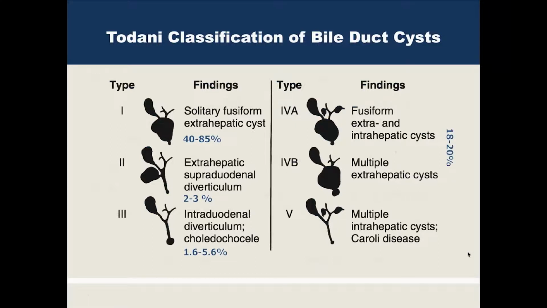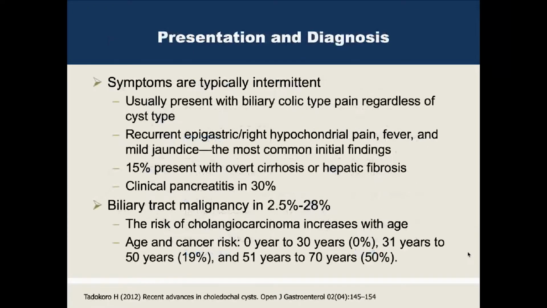So 18 to 20% are type 4A and 4B, and Caroli's disease is quite rare. Most of these patients have symptoms that are typically intermittent. And if you sit down and ask them, many of these symptoms are biliary colic in nature, regardless of what type of Todani class choledochal cyst they have. So most of these patients present with recurrent epigastric or right hypochondrial pain with fever and sometimes mild jaundice.